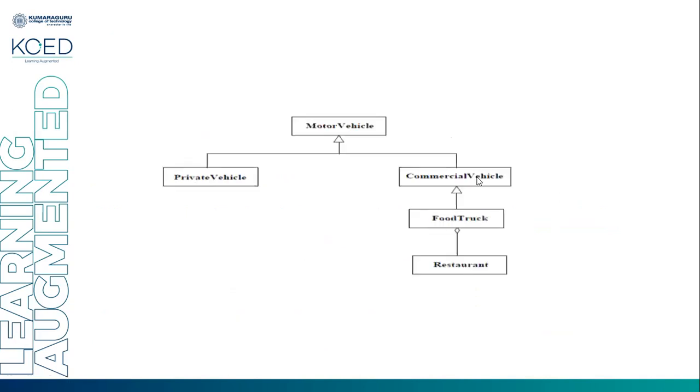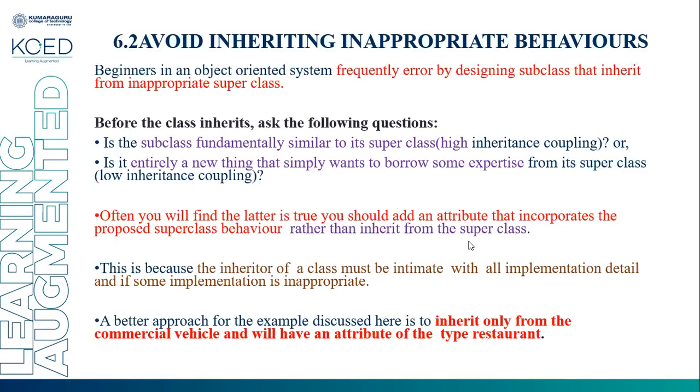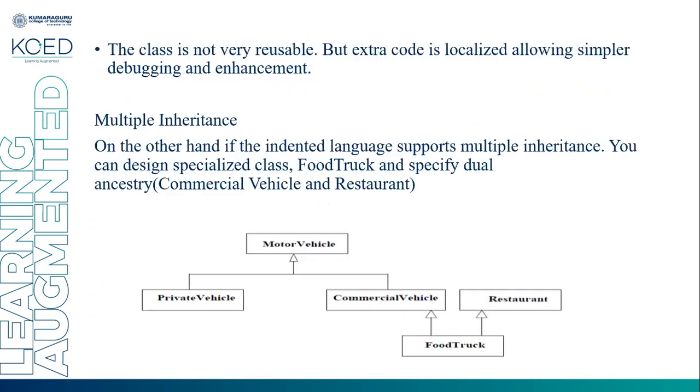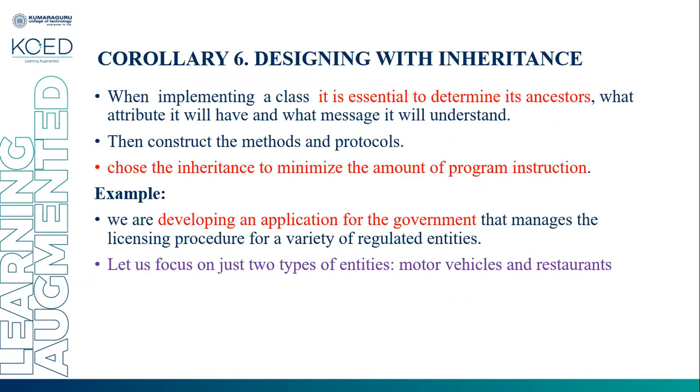The food truck inherits from the commercial vehicle, the most relevant superclass, and restaurant is made an attribute of the food truck class. That is Corollary 6 we discussed, designing with inheritance.